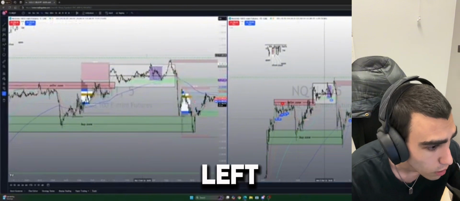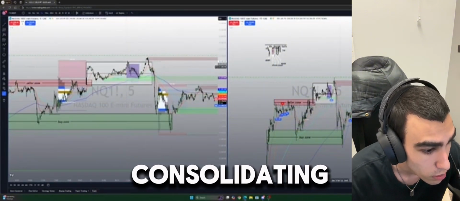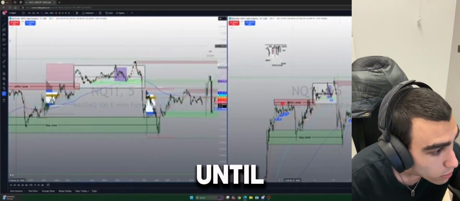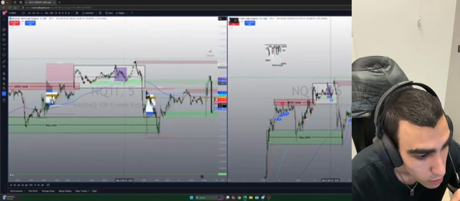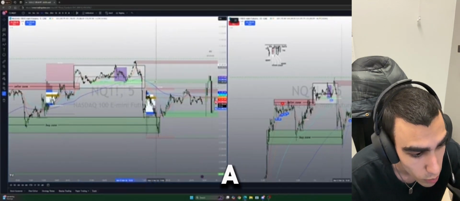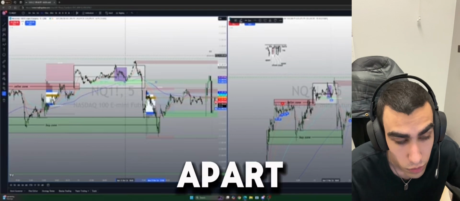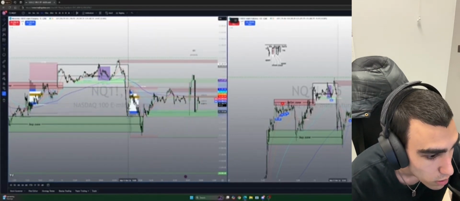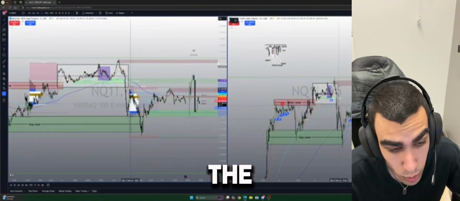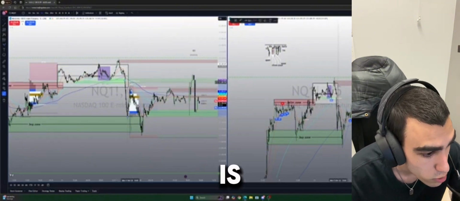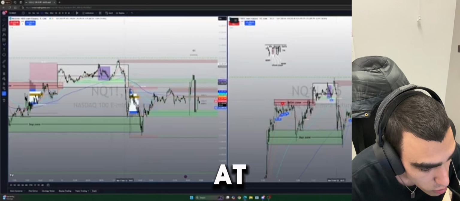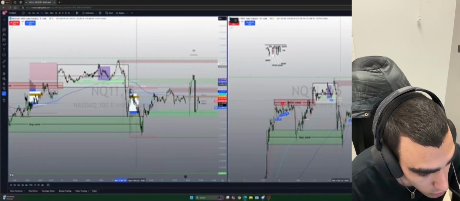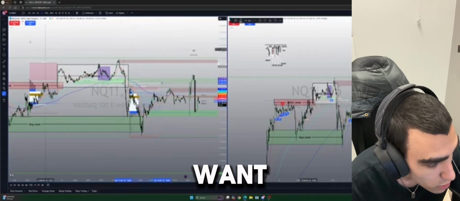Because if we go over here on my left chart, price is consolidating until we have a market structure shift, more so a break of structure, because the structure is starting to fall apart, and then it's just short all the way down. Moves up. Does it break the higher high, which is right here, which is, I'll mark that out actually, which is at this 5 minute previous high? No. So what does price want to do?